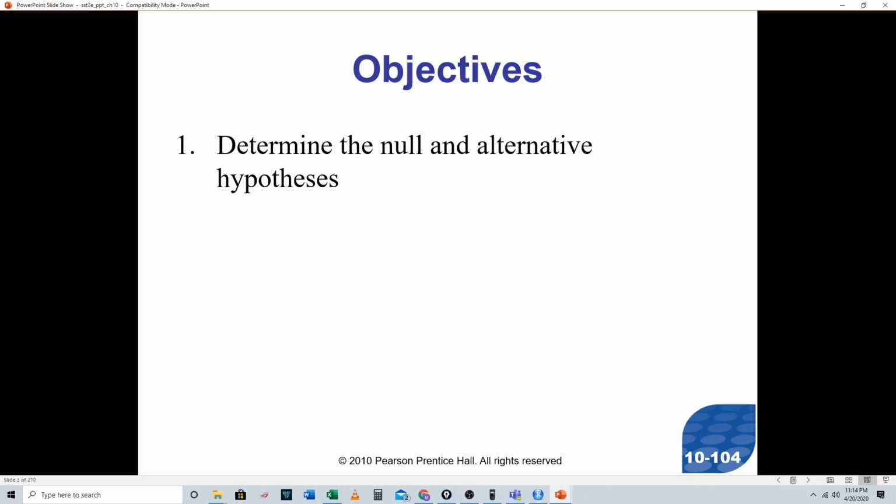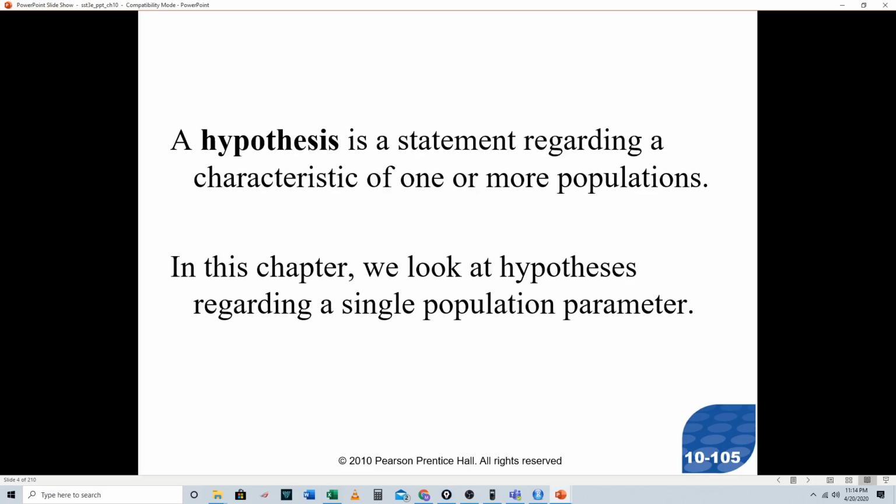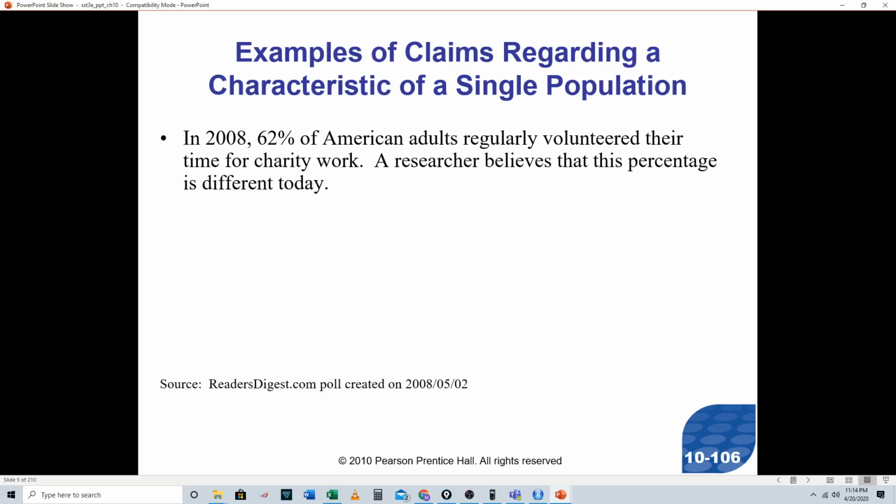Now, let's just give you an idea of what the question is going to be. In 2008, 60% of American adults regularly volunteered their time for charity work. Researchers believe this percentage is different today. Has something changed? Do people give more or less? Is there a higher percentage of adult Americans volunteering, or a lower percentage? Has it changed?